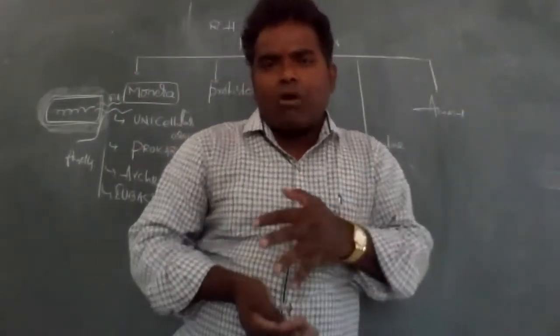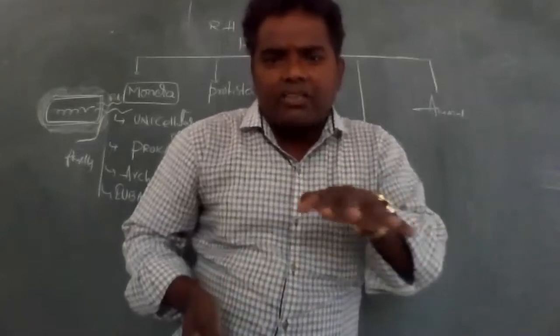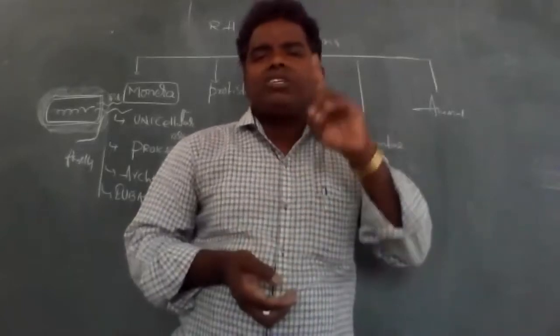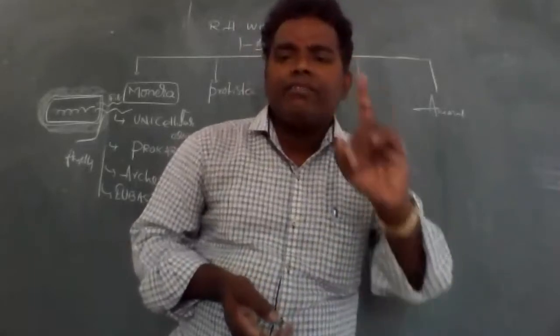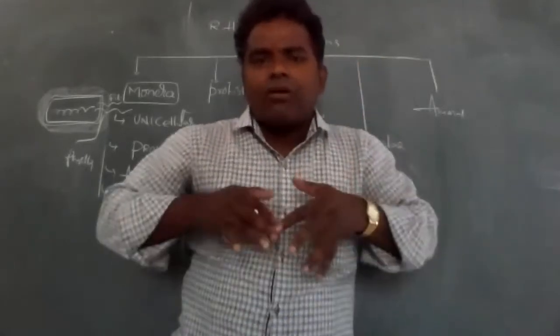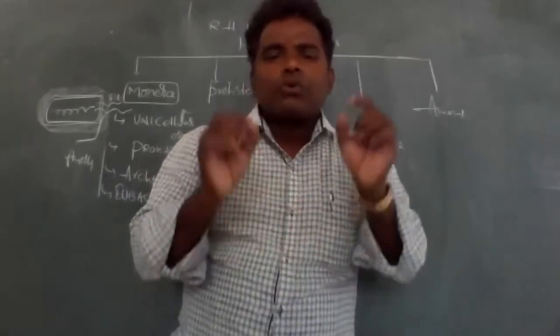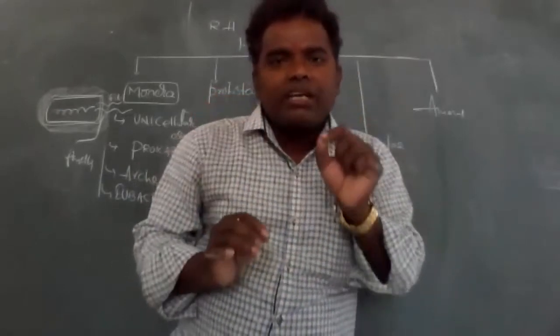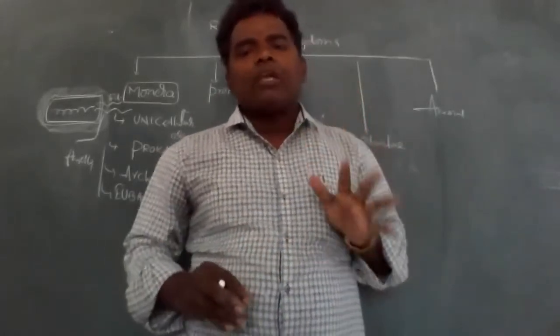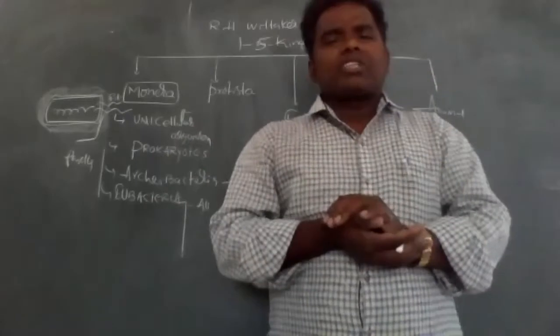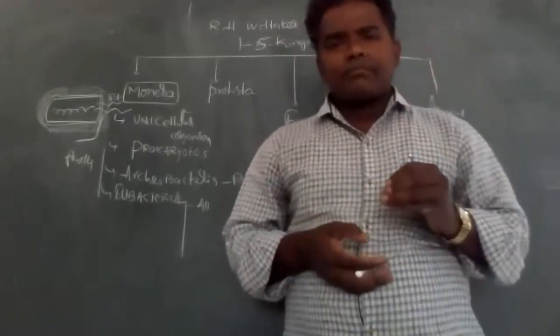For the first time on the earth, the originated organism is called cyanobacteria. Very important. For the first time on earth. So the first originated organism is called what? Cyanobacteria. So this is a brief structure of the Monera kingdom.